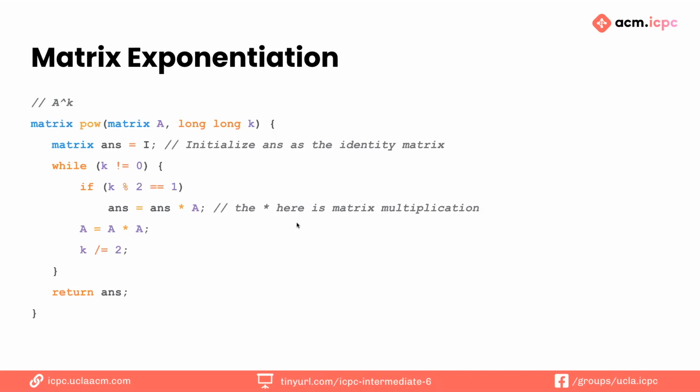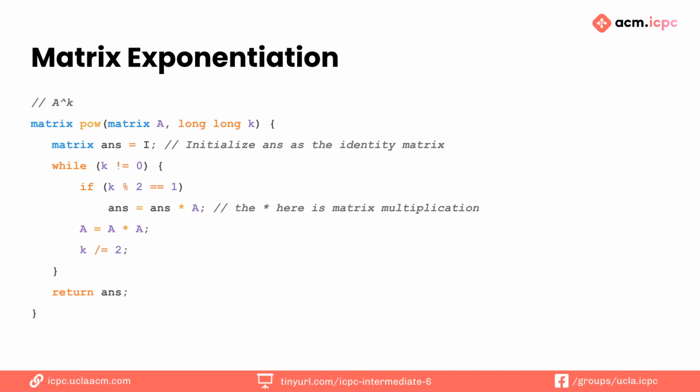And here's the incomplete code of matrix exponentiation. Suppose we already have the class matrix, and suppose we already define what is I. And here we initialize the answer matrix to be identity matrix. And this is just the ordinary structure of fast exponentiation. And the star here is the matrix multiplication.